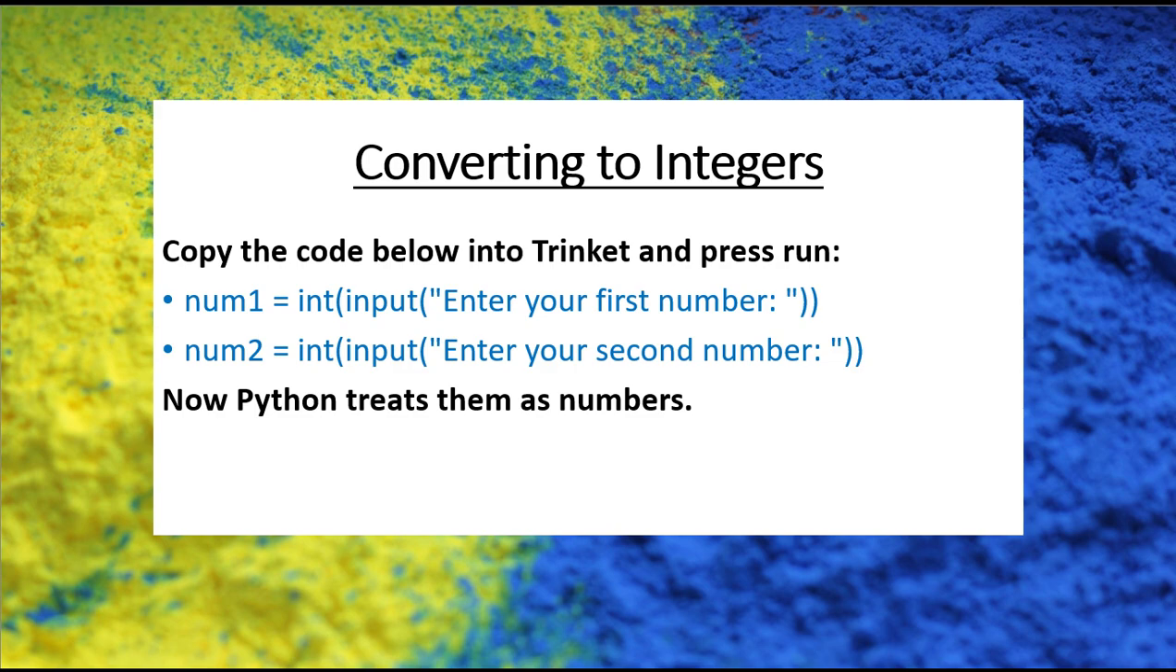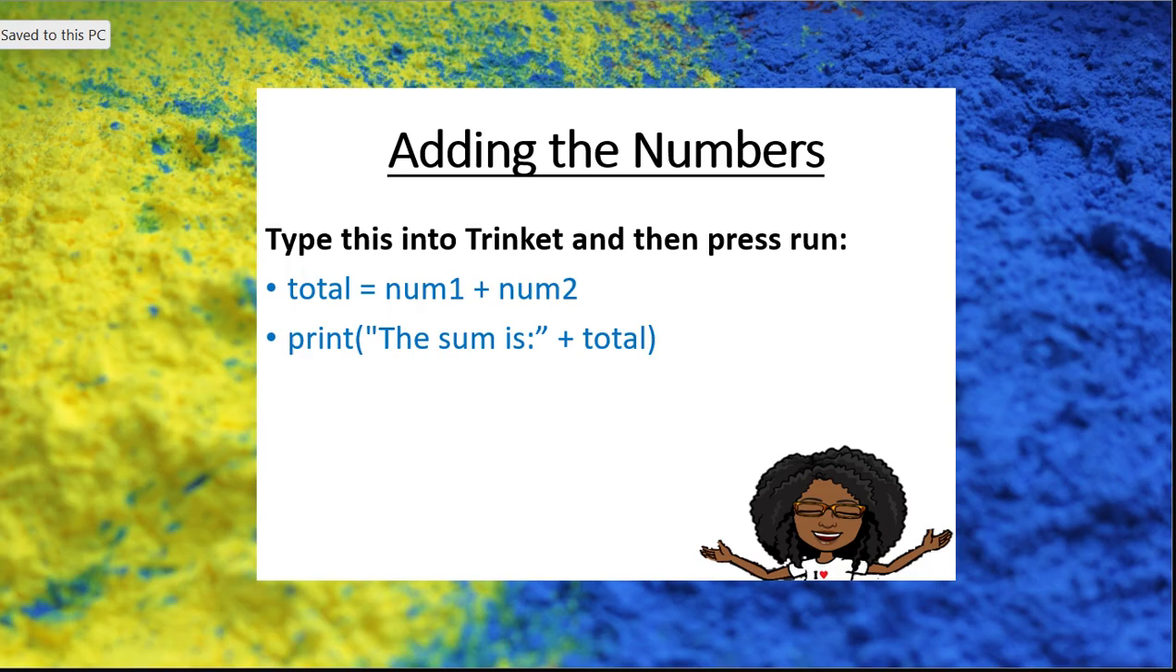Converting to integers. Copy the code below into Trinket and press run. Now Python treats them as numbers. You can pause the video while you type. Adding the numbers. Type this into Trinket and then press run. You can pause the video while you type.